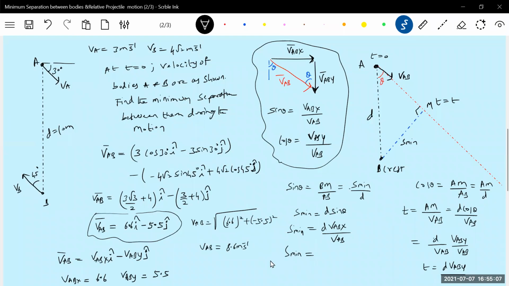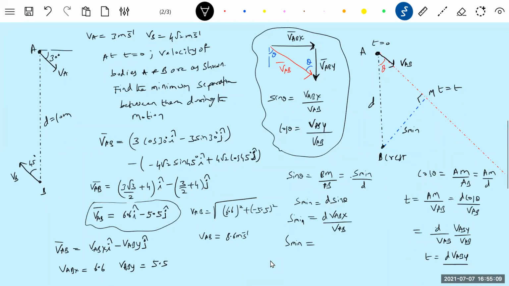Sir, S min is equal to 8 meters. Let me write it. 7.7 meters, S minimum? Yes, sir, 7.7 meters. Time: 6.39 upon 8.6, you will get 0.74 seconds. Yes, sir. Okay, 0.74 seconds.